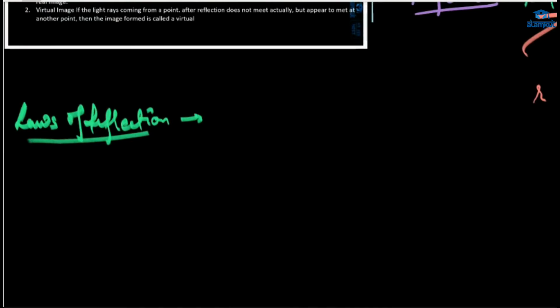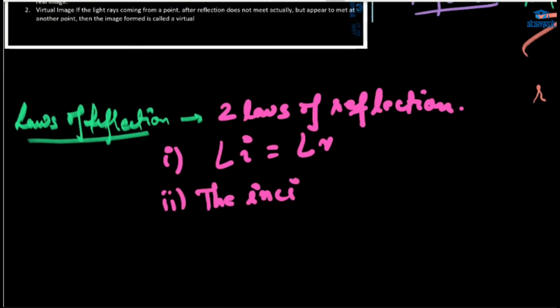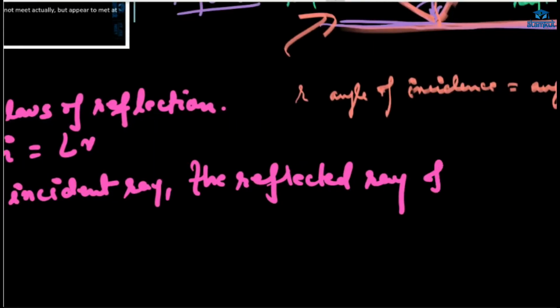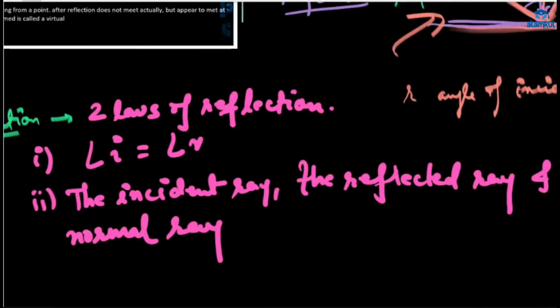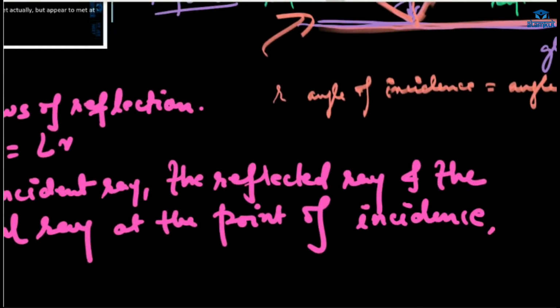So, laws of reflection. There are two laws of reflection. First, the angle of incidence is always equal to the angle of reflection. Fine. And the second says that the incident ray, the reflected ray, and the normal ray all lie in the same plane at the point of incidence.